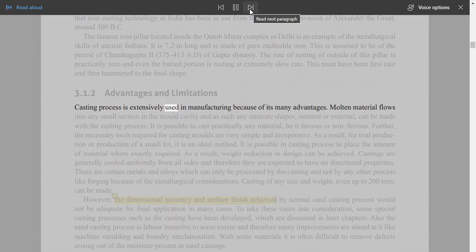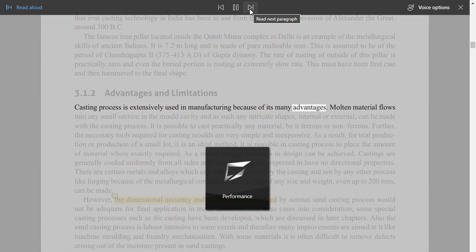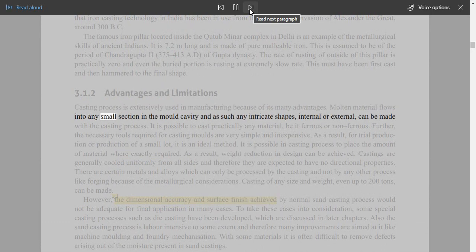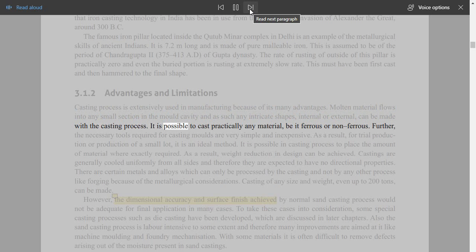Casting process is extensively used in manufacturing because of its many advantages. Molten material flows into any small section in the mold cavity, and as such any intricate shapes, internal or external, can be made with the casting process. It is possible to cast practically any material, be it ferrous or non-ferrous. Further, the necessary tools required for casting molds are very simple and inexpensive. As a result, for trial production or production of a small lot, it is an ideal method.